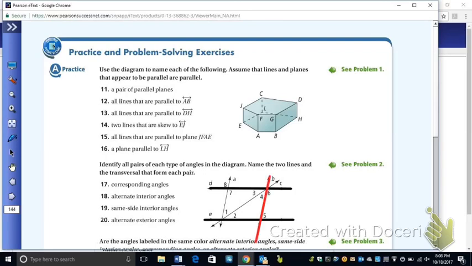Same side interior angles. Now, same side interior angles, we're going to look here and we're going to say that that's the interior and 6 and 5 are on the same side. So 6 and 5 work.